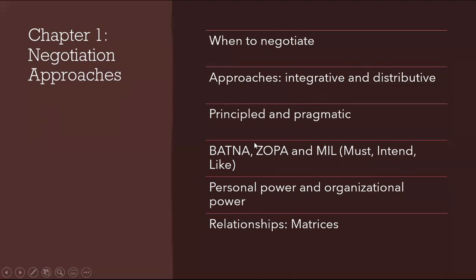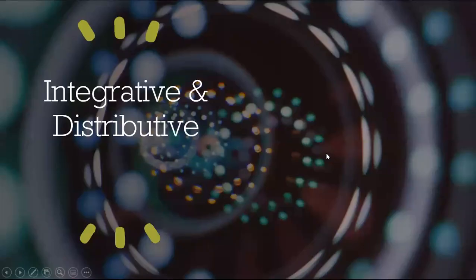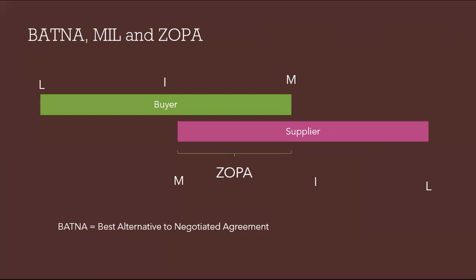And we should move into topics like BATNA, ZOPA, and MIL. BATNA is an abbreviation for the best alternative to a negotiated agreement. It is the solution when we see that the negotiation may fail.